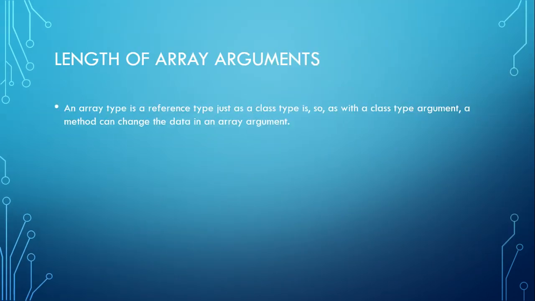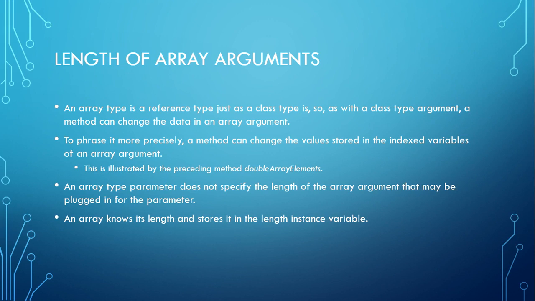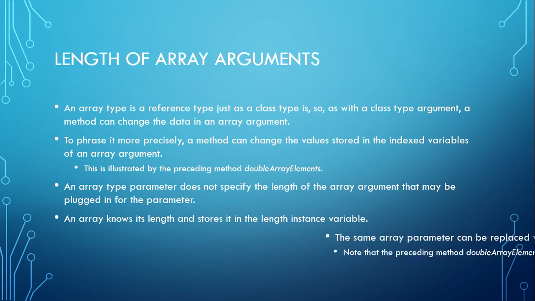Length of array arguments. Array type is a reference type, just as a class type is. So with a class type argument, a method can change the data in an array argument. To phrase it more precisely, a method can change the value stored in index variables of an array argument. This is illustrated by the preceding method doubleArrayElements that we just looked at. Array type parameter does not specify the length of the array argument that may be plugged in the parameter, and an array knows its length and stores it inside the length instance variable.